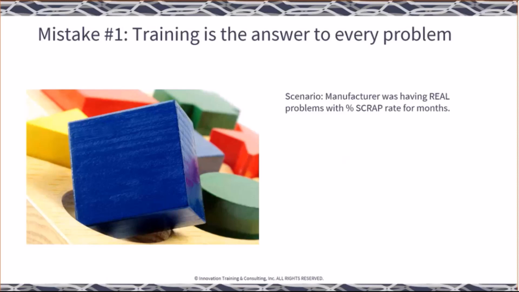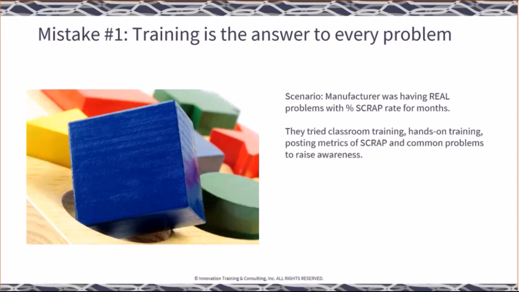With one example, a client was having real problems with their scrap rate. Even once they were going 100% sort, unbelievably, somebody shipped a batch of 100% scrap product to the customer. Oh my gosh! So this was spiraling quite a bit. Now they were throwing money at classroom training, hands-on training, looking at metrics, trying to advertise the problems to raise awareness and reduce the scrap level. Well, they just weren't making progress.